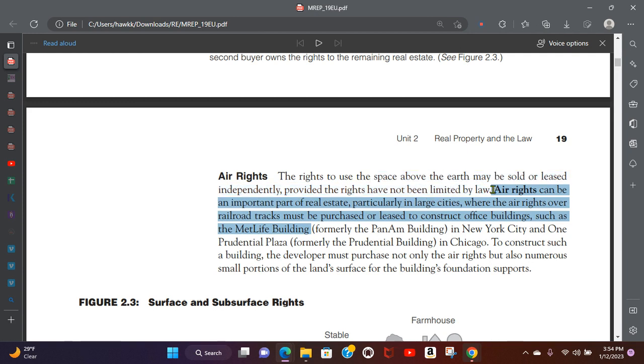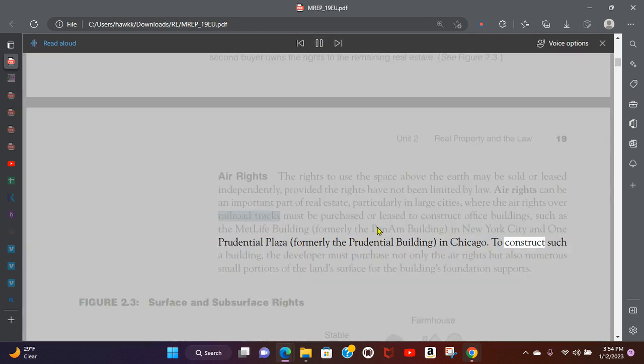Air rights can be an important part of real estate, particularly in large cities where the air rights over railroad tracks must be purchased or leased to construct office buildings such as the Met. To construct such a building, the developer must purchase not only the air rights but also numerous small portions of the land surface for the building's foundation supports.